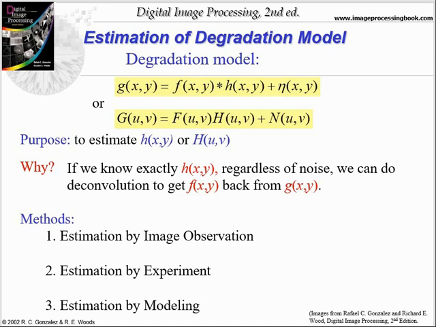Estimation of degradation model. There are three principal ways to estimate the degradation function for use in image restoration. So, one, observation. Two, experimentation. Three, mathematical modeling. The major purpose is to estimate h of x, y or H of u, v. The reason is, if we know exactly h of x, y, regardless of noise, we can do deconvolution to get f of x, y back from g of x, y. Let's see these methods in detail.